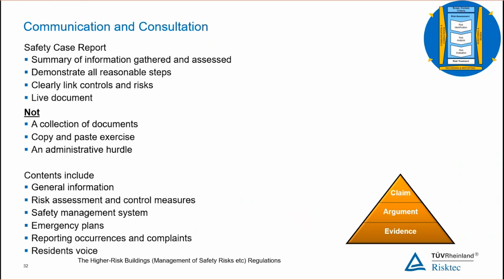It's not just an information dump, it's not just throwing paper at it. It's a summary that demonstrates why we believe this building is safe, and clearly links these controls back to the risks, whether you do that within the risk register table, within the bow tie, or within another mechanism. But it has to be: this is the scenario, these are the controls, this is why we think these things are going to be good at that point.